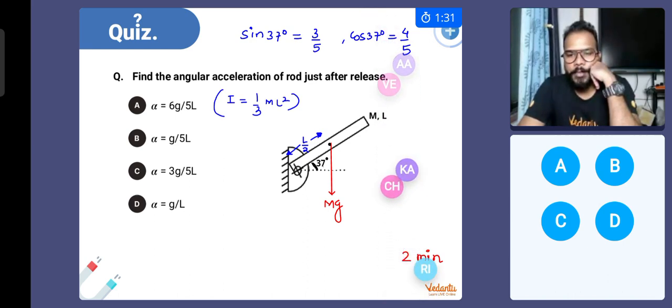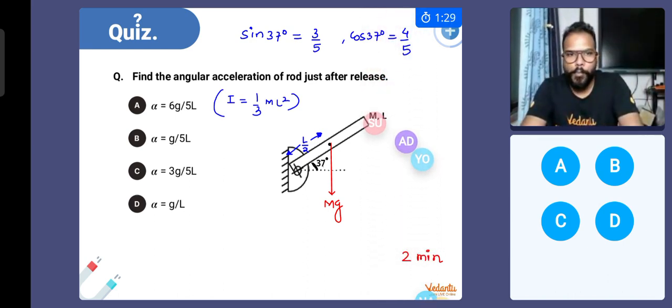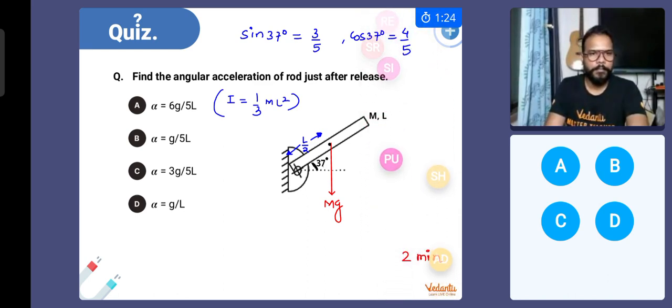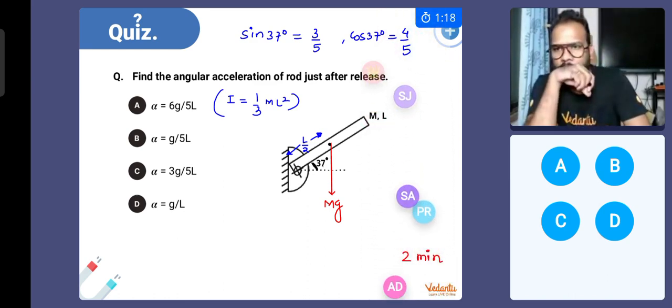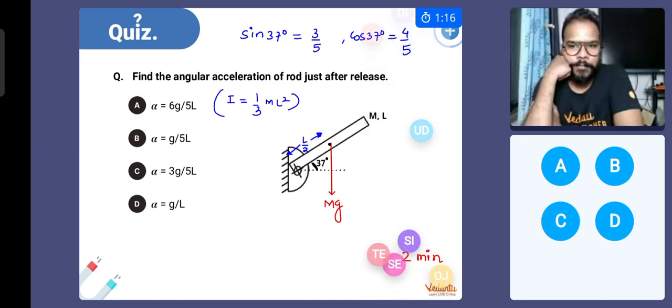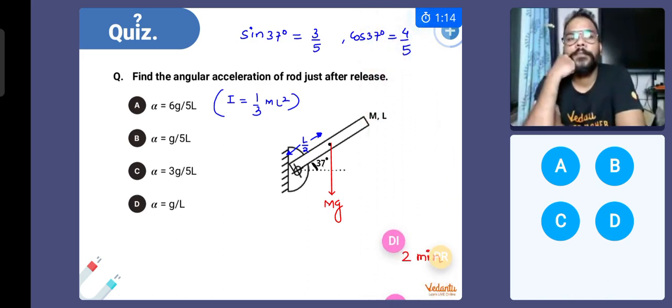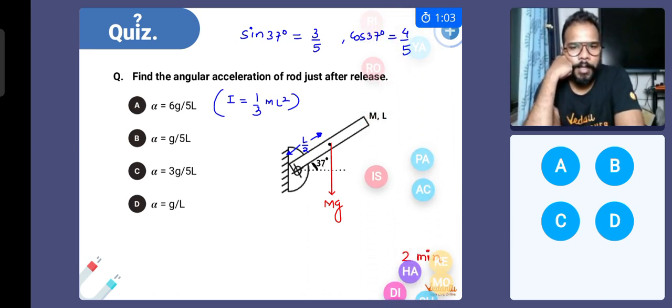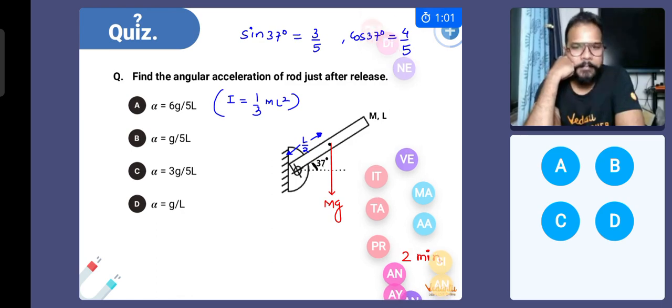1 more minute is left, so still can be done very easily. Last 10 seconds now. And time's up.